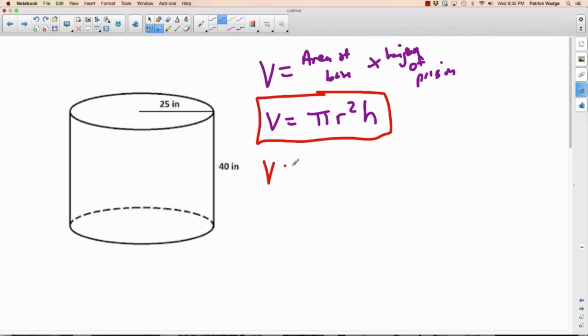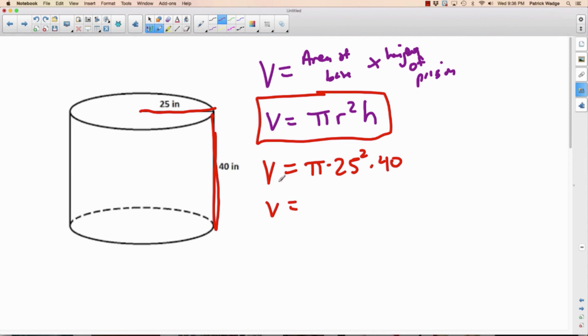So here we go. Volume equals pi radius. What's the radius of the circle? What's the radius of the base? The radius is 25. So we've got pi 25 squared, and then we've got h, which is the height of the prism. Well, that's this distance right here, so it's 40. So we've got to go pi times 25 squared times 40.